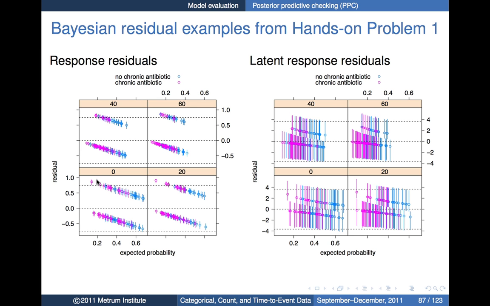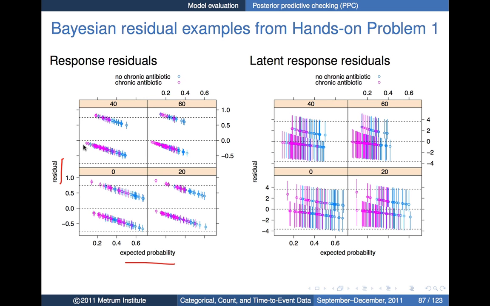Looking at here, you can see the data again broken out by dose group, the 0, 20, 40, and 60 milligram per day dose groups, and also colored based upon whether the patients were taking chronic antibiotics or not. And I've plotted the residuals. So in the left-hand set of panels here, we're looking at the so-called response residuals. And here the y-axis is the residual value, and it's been plotted versus the expected probability.